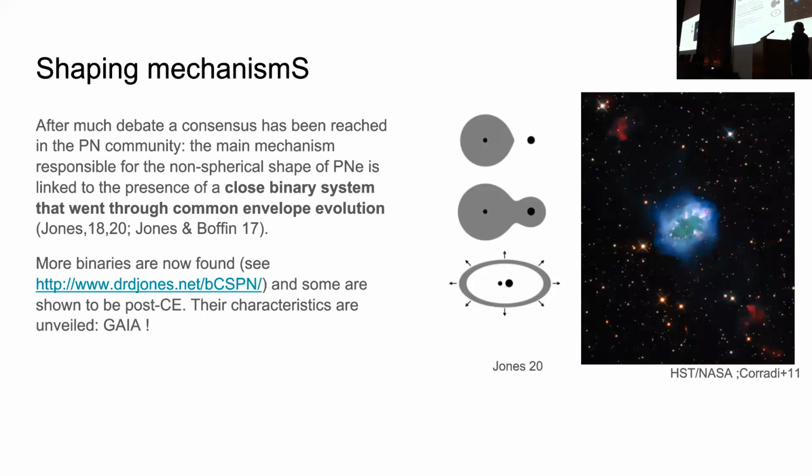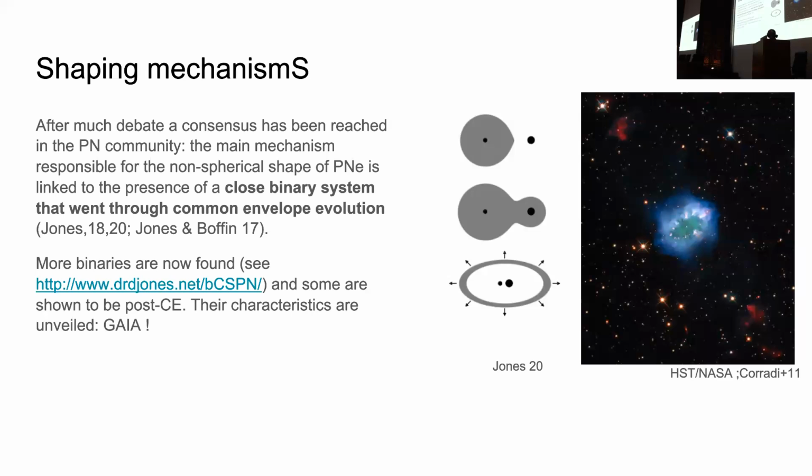If you have a close binary system that has been through a common envelope, that means you have two stars, one which is filling its Roche lobe. So two stars in the end are inside that circumstellar disk. Material is accreted around the secondary. You have the ejection of a jet, and you have your bipolar or multipolar planetary nebulae. So everybody was happy because it was fitting with all the models.